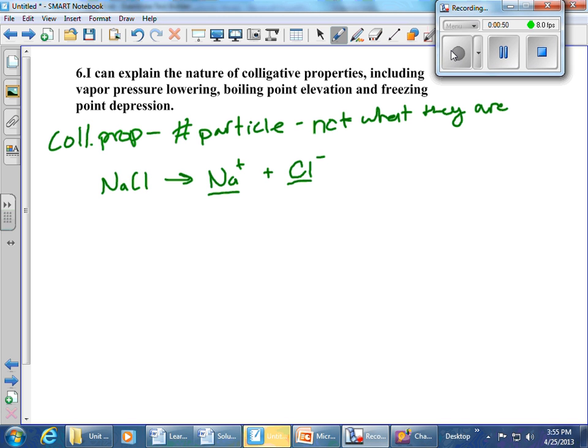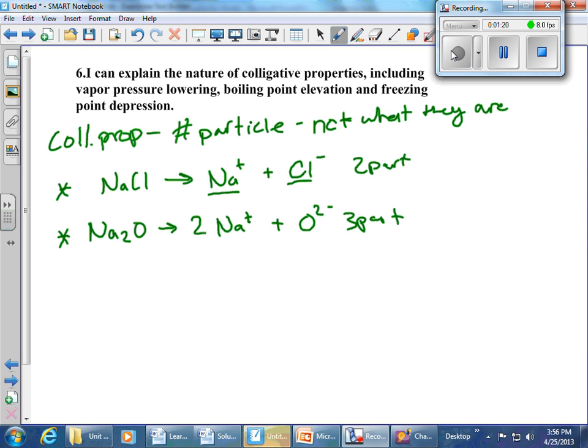Okay, if I had sodium oxide, all right, it's going to break down into 2 sodium atoms plus an oxygen atom. Okay, so if you look at these two, the sodium oxide is going to have the bigger amount. There is a total of 3 particles on this side, only 2 particles for the top one. So this one, sodium oxide, is going to have more colligative properties, okay?